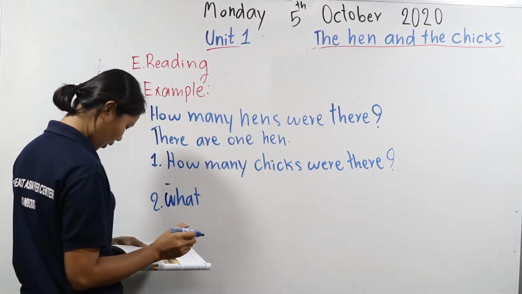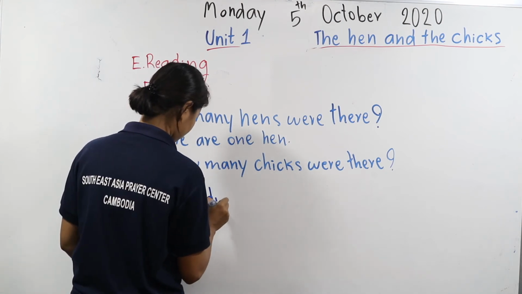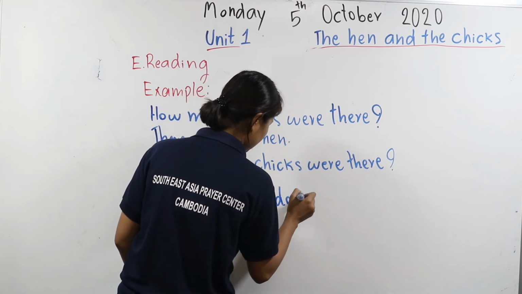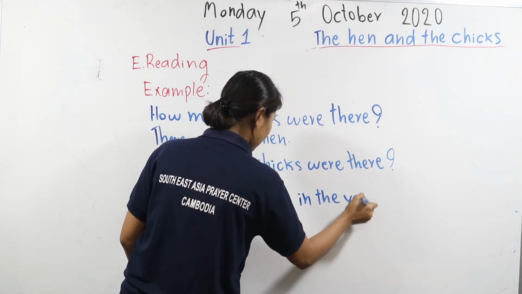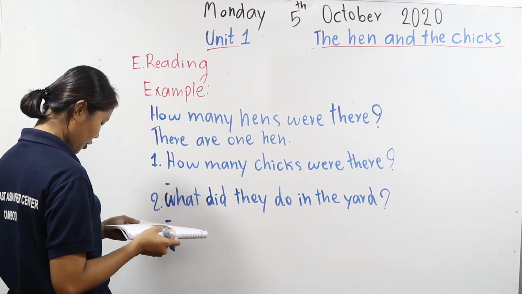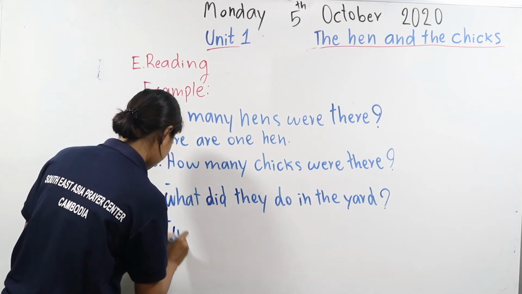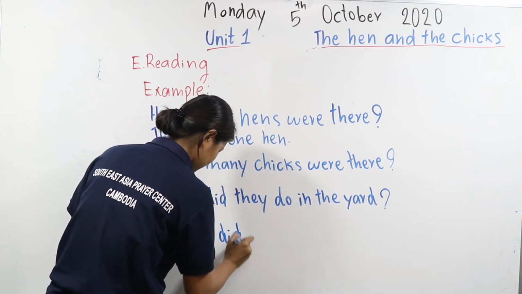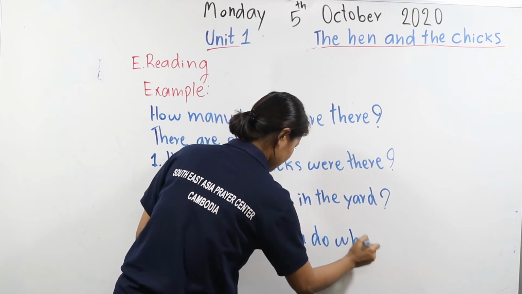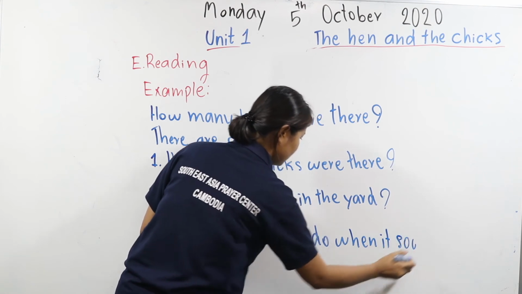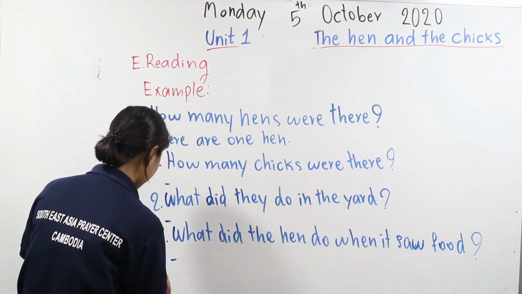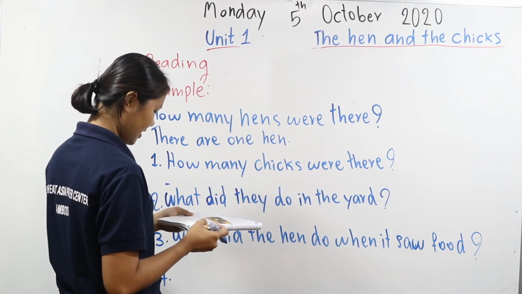Number 2, what did they do in the yard? Oh, question mark here. And number 3, what did the hen do when it saw food? Number 4, what did the hen do when it saw an eagle?